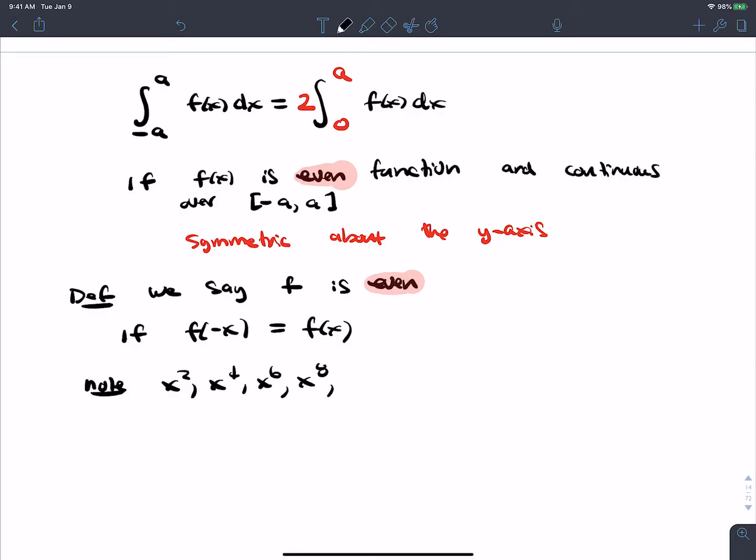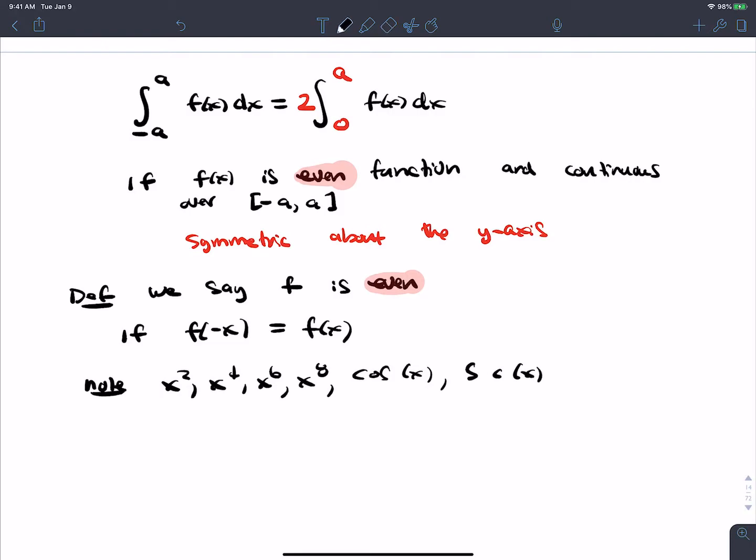Do we have any trig functions that are even? Which trig functions are symmetric about the y-axis? Well, sine's not. Sine is symmetric about the origin. Cosine is what? Is a nice even function. Is tangent even? Nope, it's odd. What's the reciprocal of cosine? Secant. Secant is also a nice even function.